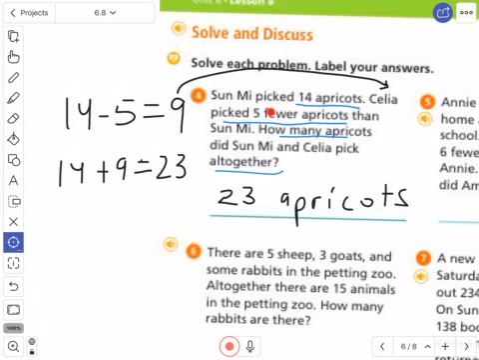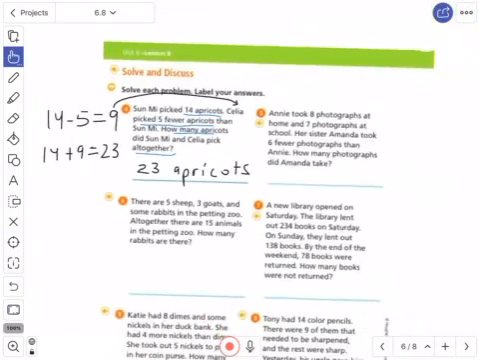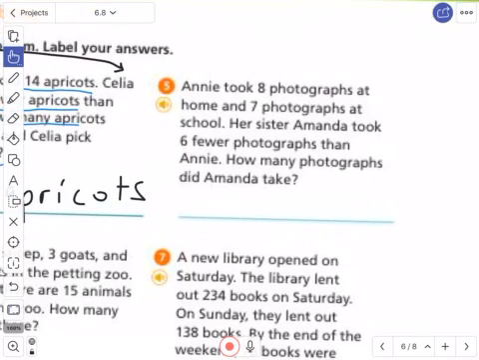Okay, because if that's a little confusing at first, so it's Sunmi picked 14, Cecilia picked 5 fewer than her. So fewer meaning like less. So I'm just going to double check that makes sense. Yep, because Cecilia picked fewer than her, so this number should be smaller. Sunmi picked 14, Cecilia picked 9. How many altogether? Well, 14 plus 9 equals 23. Okay, I'm going to read the rest of these, and then you're going to solve them.